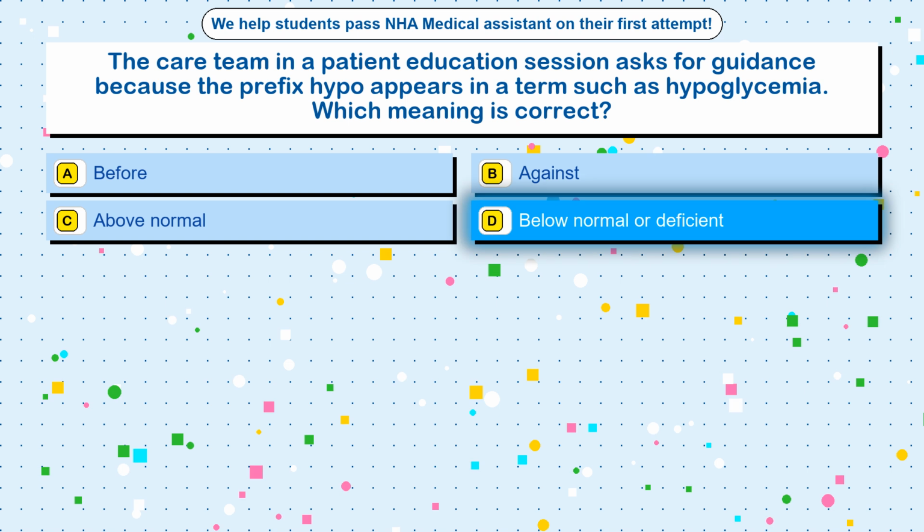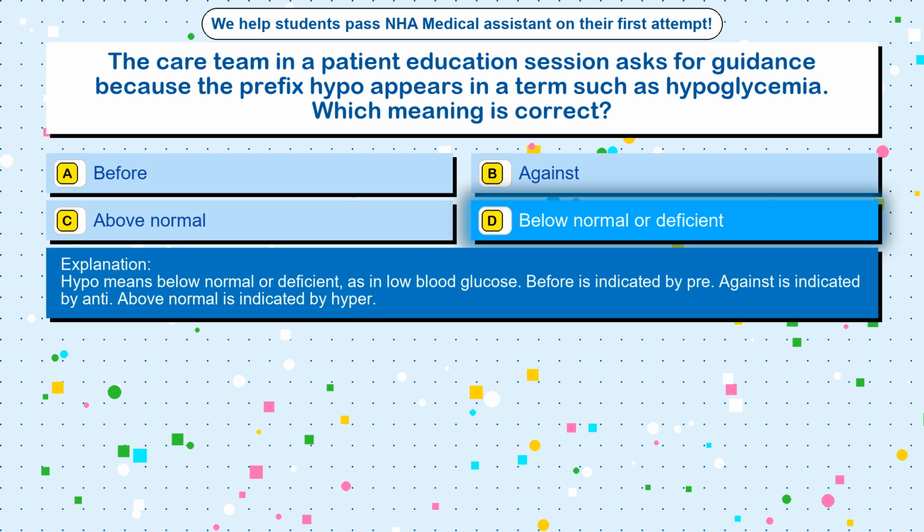The correct answer is option D, below normal or deficient. Hypo means below normal or deficient, as in low blood glucose. Before is indicated by pre. Against is indicated by anti. Above normal is indicated by hyper.